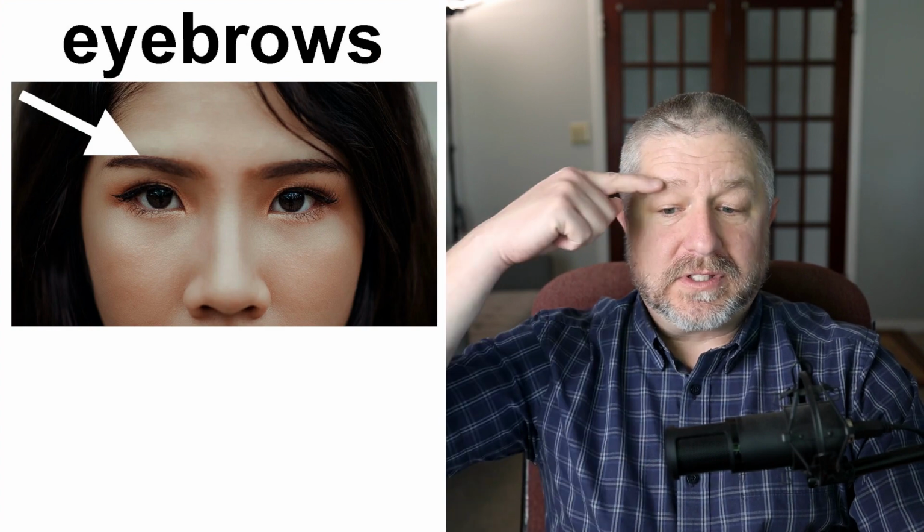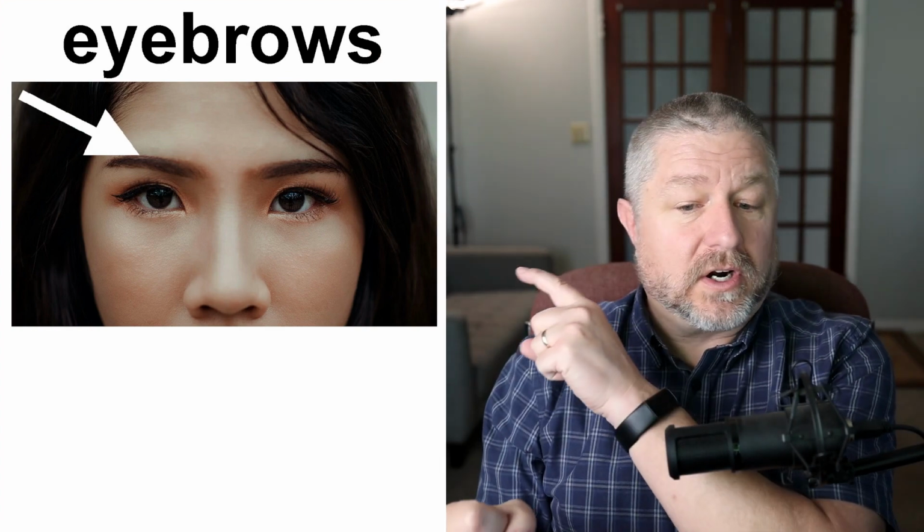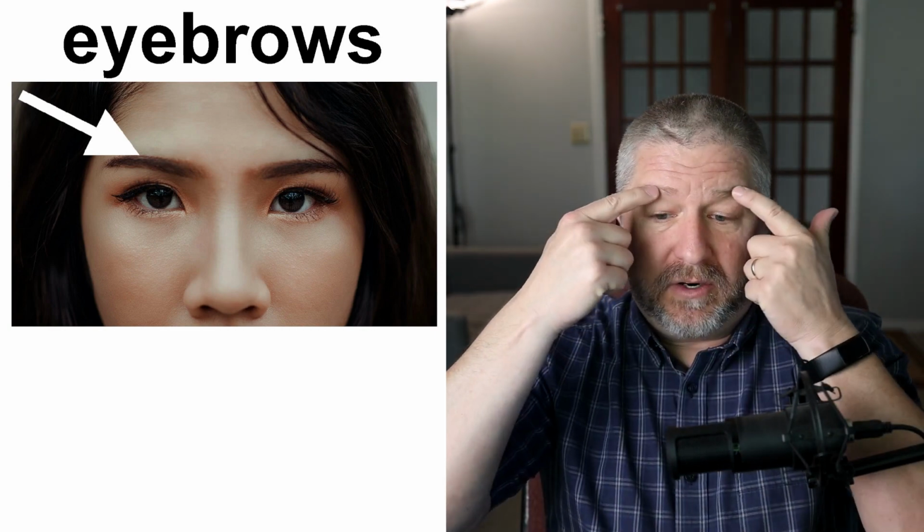There's other facial hair as well. Actually, this technically wouldn't be facial hair. I think this would just be other examples of hair on the body. We have eyebrows, which are above our eyes. So you see that this lady has dark eyebrows and the arrow is pointing to them.